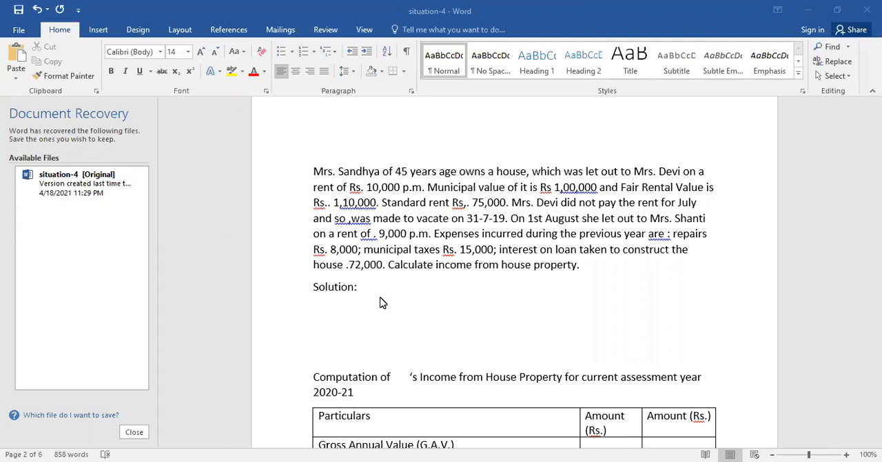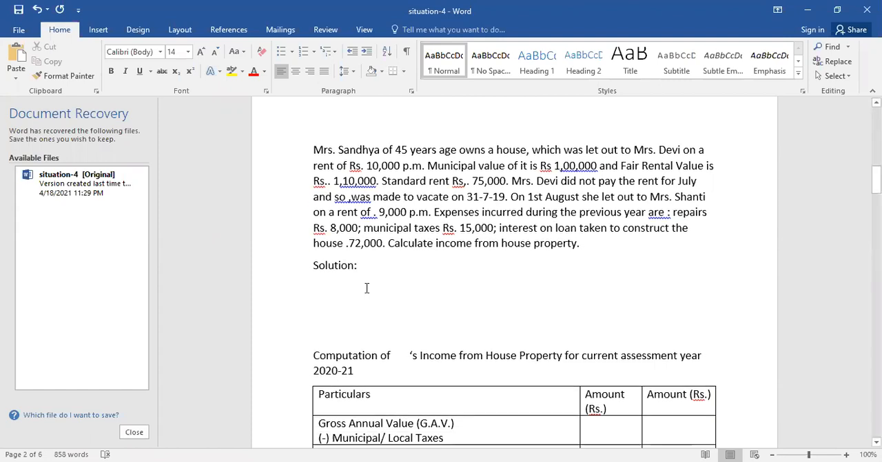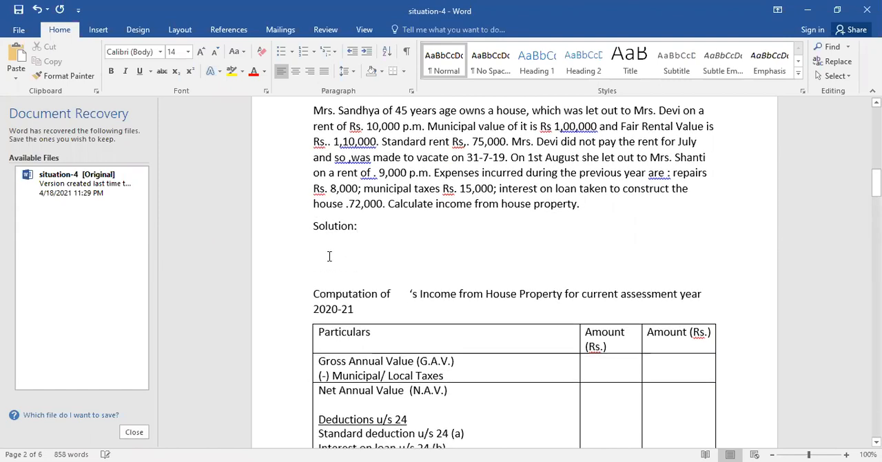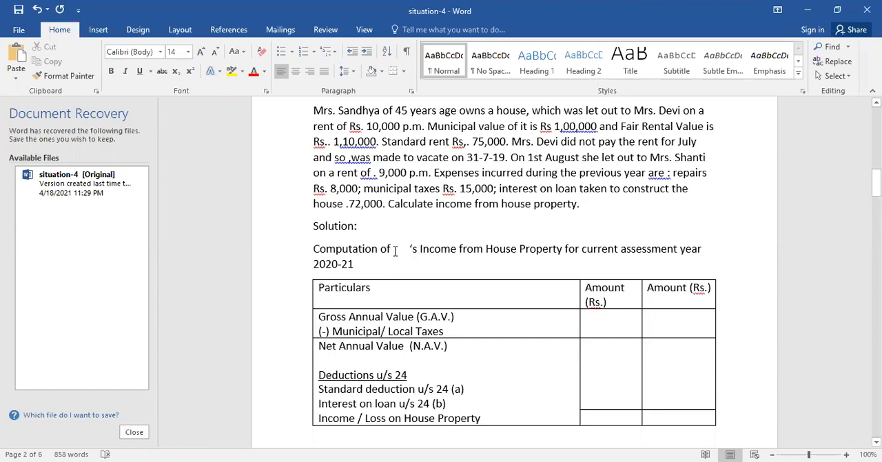So here there is a house. She didn't pay the rent for the July month, hence we call it unrealized rent, and we made her vacate. As we made her vacate, after that there is no vacancy. That means there is only unrealized rent. Is it clear in understanding the sum, or any doubts, guys? Yes, clear, sir.